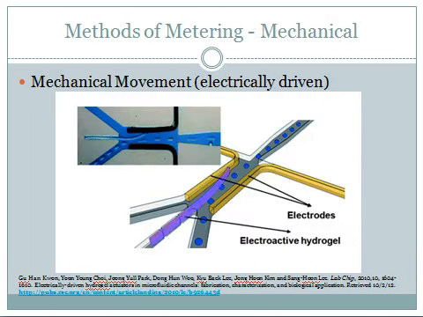Moving on from pressure-based flow control, we have mechanical movement. This one's an electrically driven example. You have an electroactive hydrogel in the middle of the channel with two electrodes on either side, and as polarities are applied to the electrodes, the hydrogel kind of flicks to one side or the other, depending on the charge. So you open or close one channel or the other.